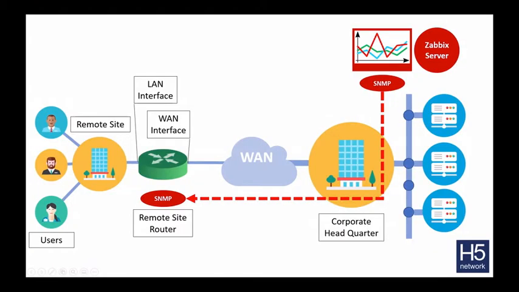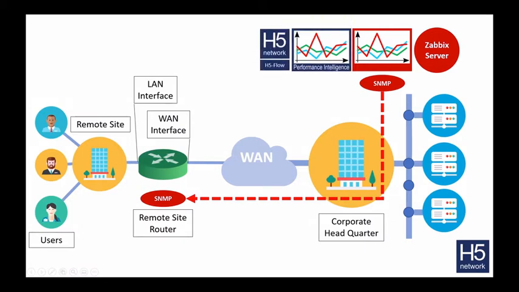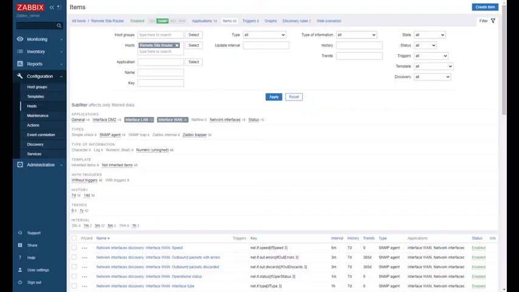This is where H5 Netflow integration in Zabbix can help. For that, we just need to deploy an H5-Flow virtual or bare metal appliance on the headquarters side here and activate Netflow exporter on the router WAN interface to send flow information to H5-Flow, and the rest is done by the Zabbix H5 integration. Now let's come back to our router on Zabbix server.